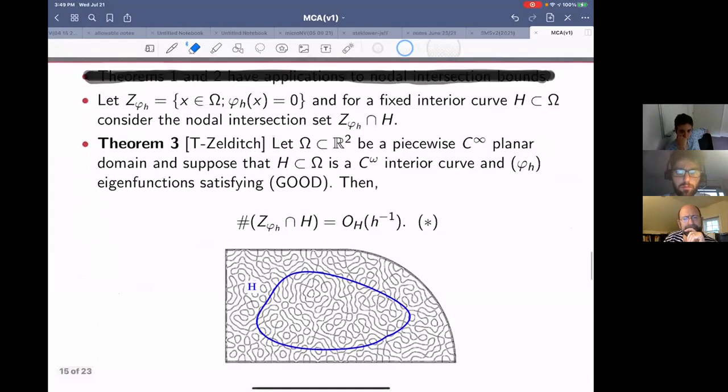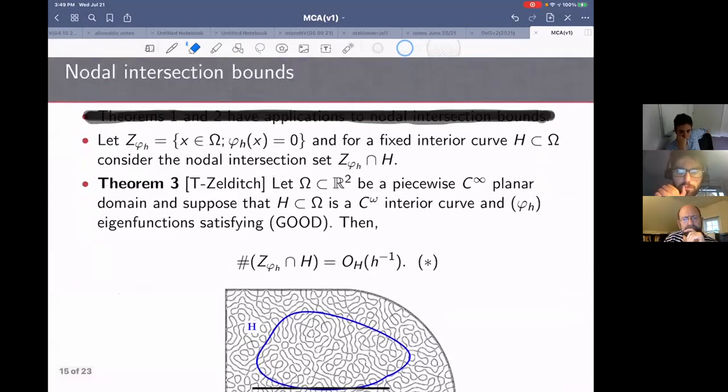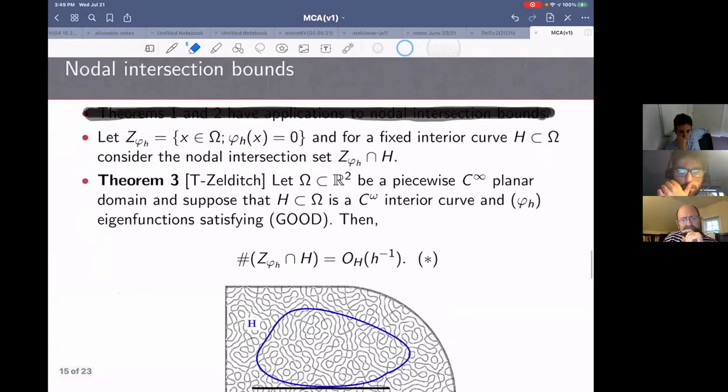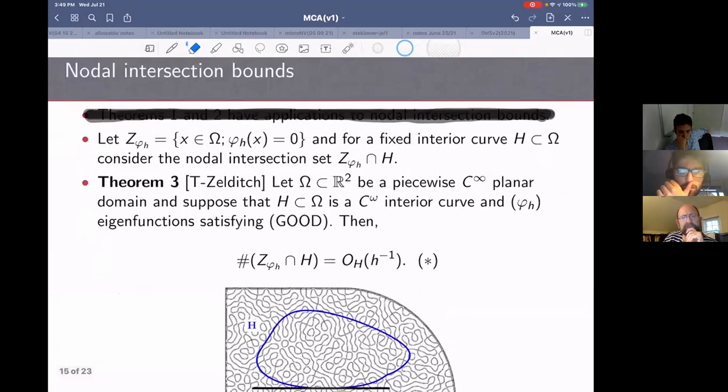Okay, so that brings me to the final point here, dealing with the rationale that I talked about at the beginning, the issue of nodal intersection bounds. So if you look at the nodal set, which is the zero set of phi, and I take a fixed interior curve, so I'm dealing here in dimension 2. We discussed the generalization of this result with Zelditch in a recent paper to arbitrary dimensions.